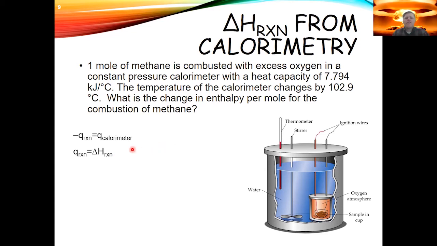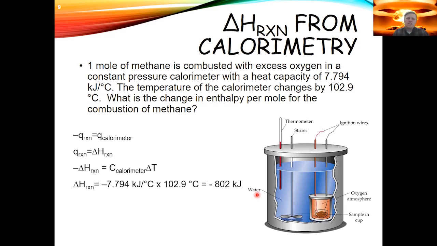All right, so we have that. We know that delta H is equal to Q of our reaction, and we know that Q of our calorimeter is equal to the C of our calorimeter times our delta T. And now we can just plug in numbers. So we've got our heat capacity of 7.794, and we've got our change in temperature of 102.9. You'll notice I moved the negative sign from here over to here when I'm plugging this in so that I can solve for the actual delta H of my reaction, the actual heat released. So you'll notice that the delta H of my reaction is equal to negative 802 kilojoules.